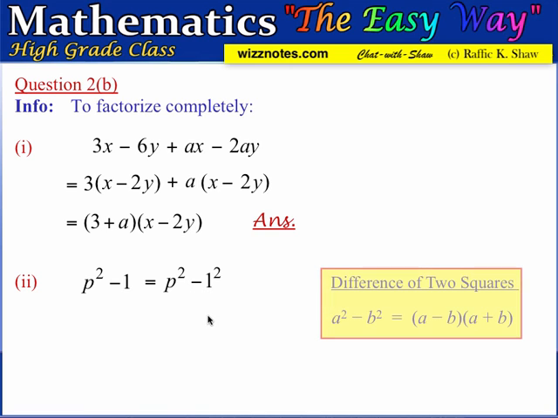And just to remind us of the rule for the difference of 2 squares, this is it. A squared minus b squared is equal to a minus b multiplied by a plus b. That's the difference of the 2 numbers multiplied by the sum of the 2 numbers. That's the rule for the difference of 2 squares. And so if we apply that rule here, our result is p minus 1 multiplied by p plus 1. And so that's the result for the factorization of p squared minus 1. That is p minus 1 multiplied by p plus 1. That's the answer for that part.